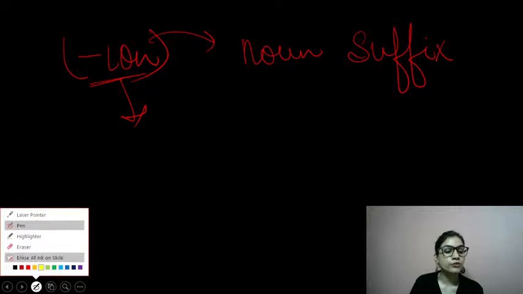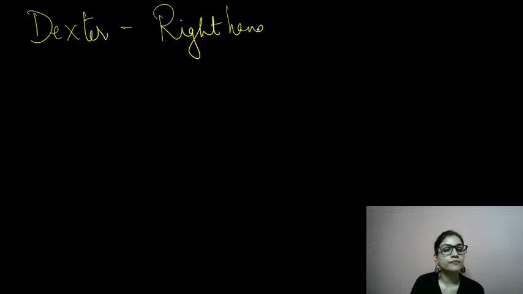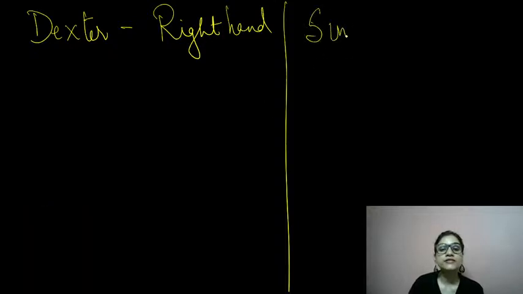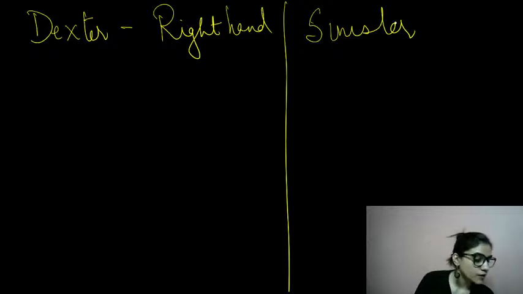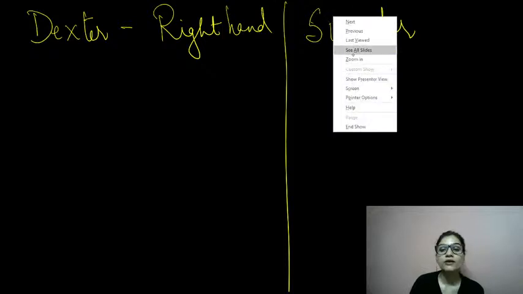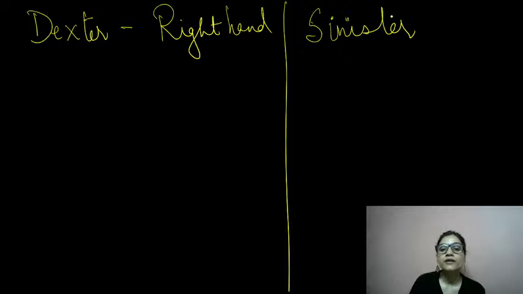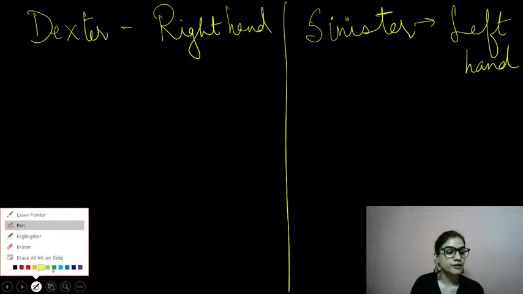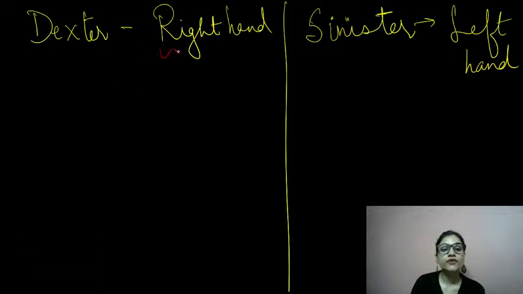Whereas there's an opposite word for dexter. What is the opposite word of dexter? If dexter is right hand, there's another word we have, that is sinister. Connoisseur could also come to mind, but connoisseur has a different meaning. Pradeep, sorry. Yeah. So this is sinister. Sinister means left hand. So dexter is for right hand.